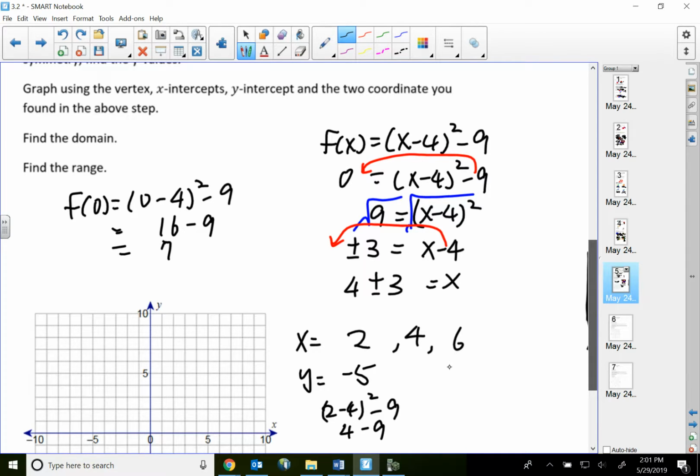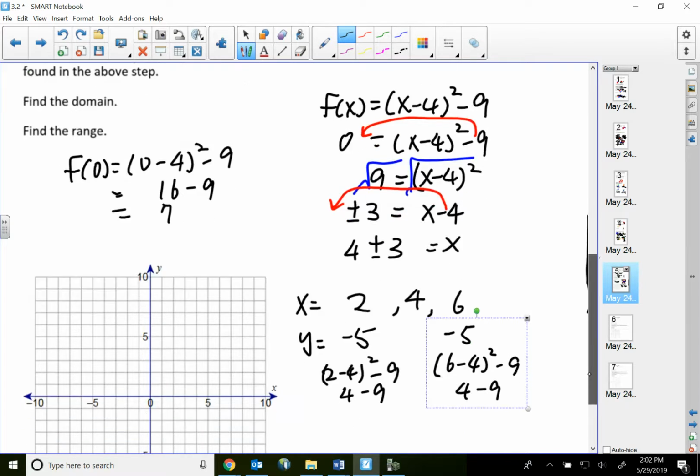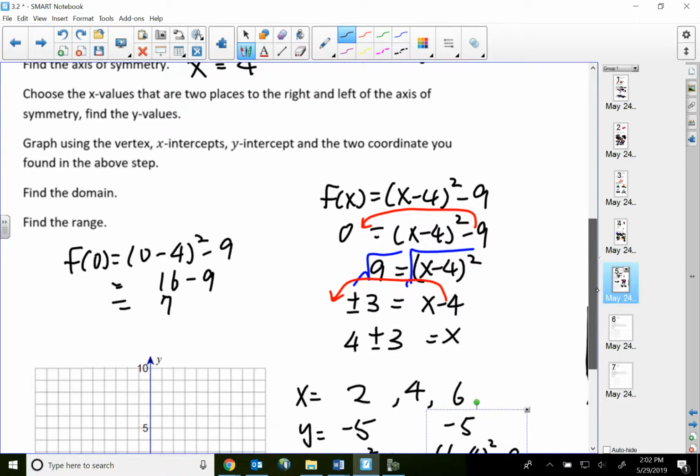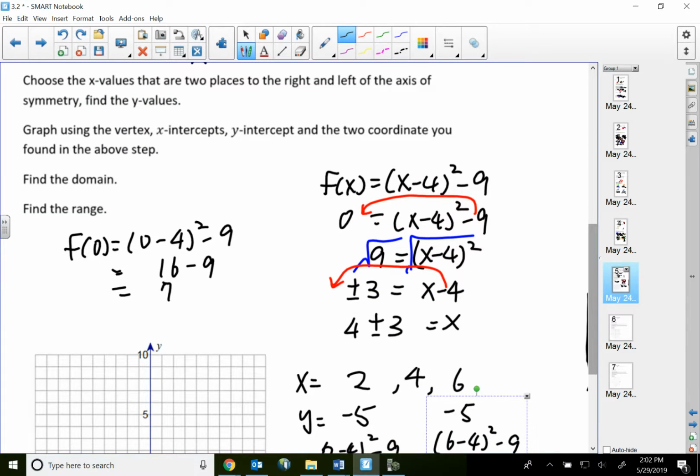Same thing if I pick 2 places to the right of my vertex, x equals 4: that would be (6 minus 4) squared minus 9. 6 minus 4 is 2, 2 squared is 4, and 4 minus 9, again, is -5. This is how we show that a parabola is symmetric, because the 2 y values are exactly the same. So I have 2 other points: (2, -5) and (6, -5).